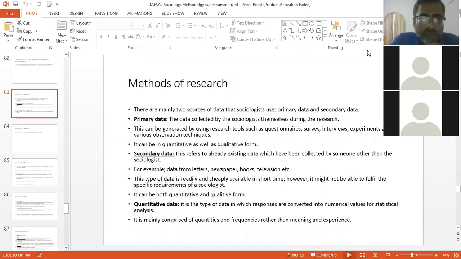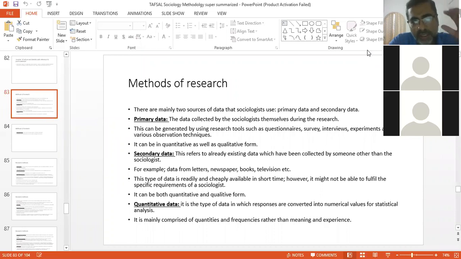So what is primary data? Primary data is the data which we collect firsthand. It is the data which is collected when we go into the field. We use certain tools in order to collect the data, like questionnaires, surveys, interviews, observation techniques, and experiments. But the main thing about primary data is that this is not pre-existing data. This is collected through your effort, and the data is original and it's collected in the field.